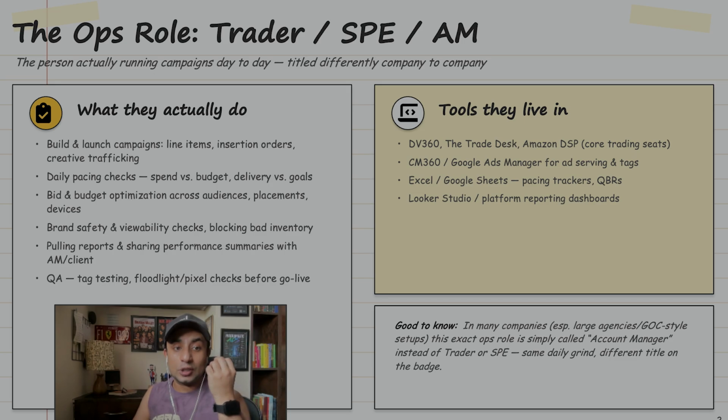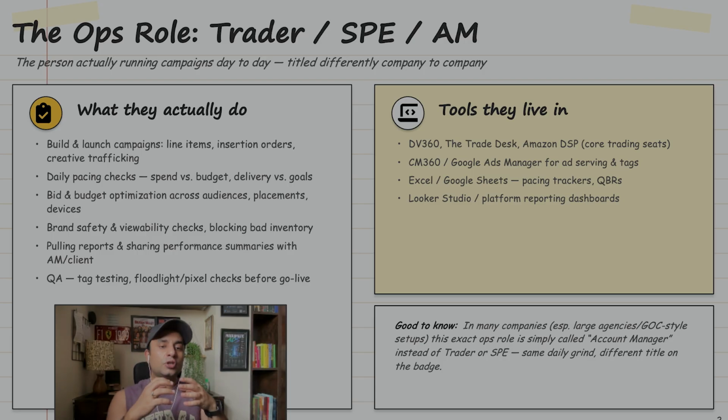Then doing a QA of tags, testing floodlight pixels, and doing all these checks before we go live. So day to day tasks are actually performed by senior process executives or traders or account managers. And all these responsibilities that I just told you are performed by the first level, which is the SPE or senior process executive level. You could be hired at an executive level reporting to an SPE, but your responsibilities would be very much similar.